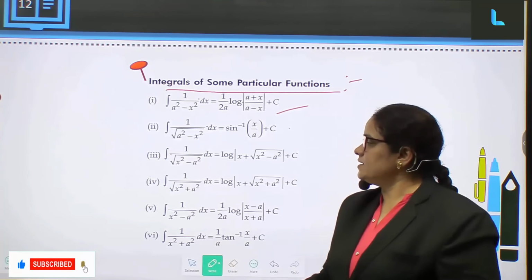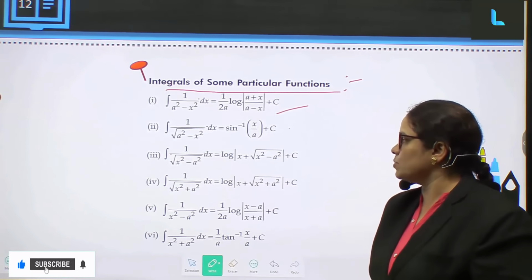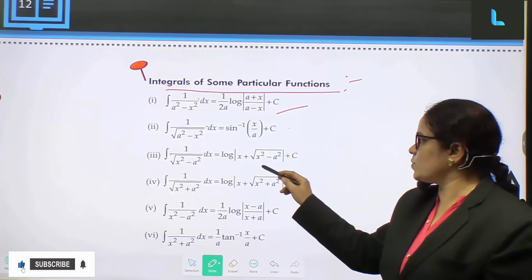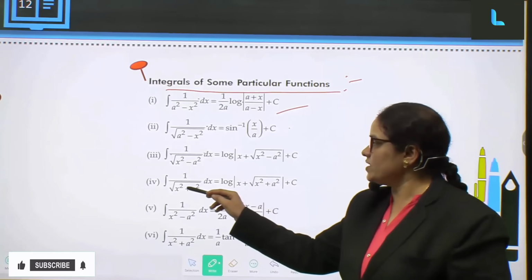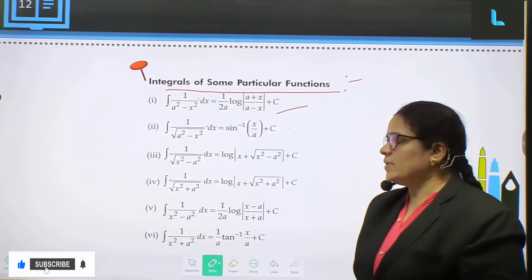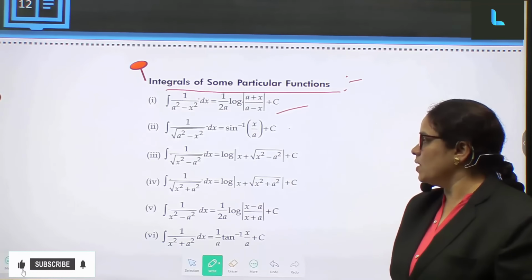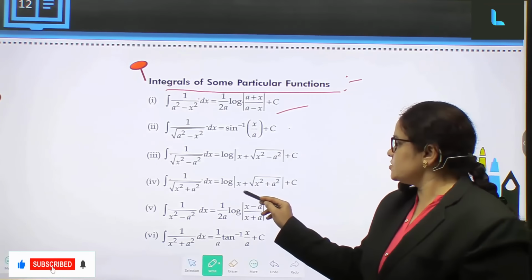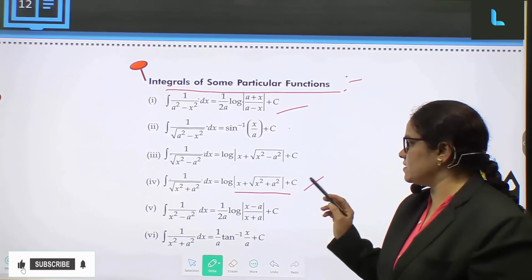The next one is integral 1 by square root of (x square minus a square) dx equal to log mod of x plus square root of (x square minus a square) plus c. The next one is integral 1 by square root of (x square plus a square) dx equal to log mod of x plus square root of (x square plus a square) plus c.